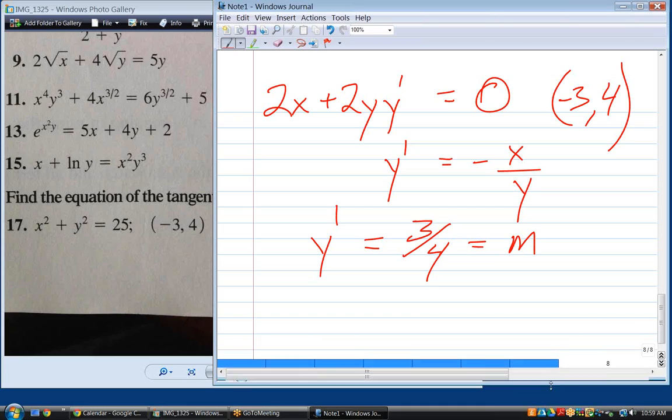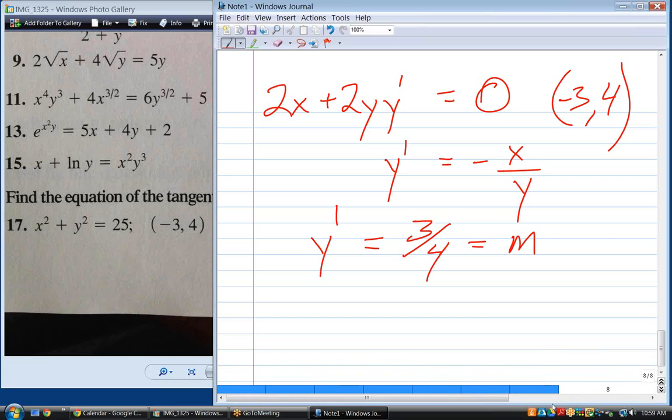What's the general format for point slope? y minus y1 is equal to m, and then x minus x1.